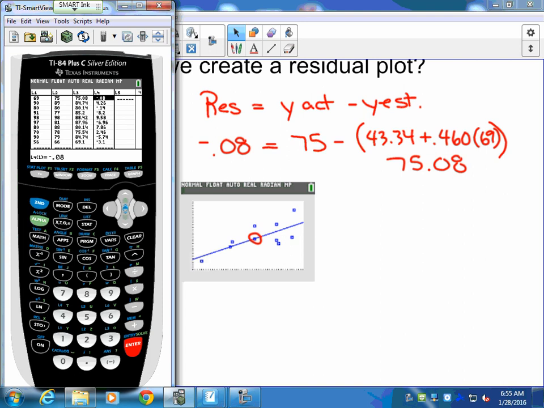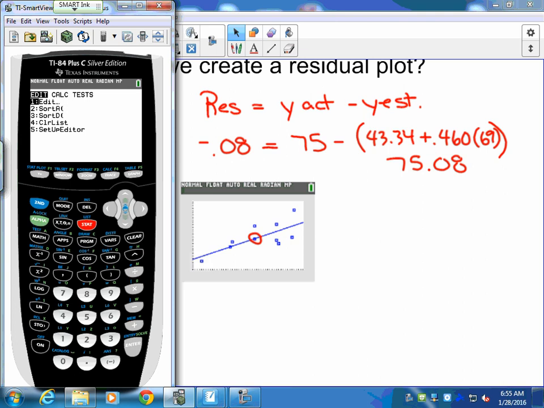Then we want to make the residual graph. We're going to go into the graph, Stat Plot, and do a plot of list 1, the x values, versus list 4, which is the residual value.